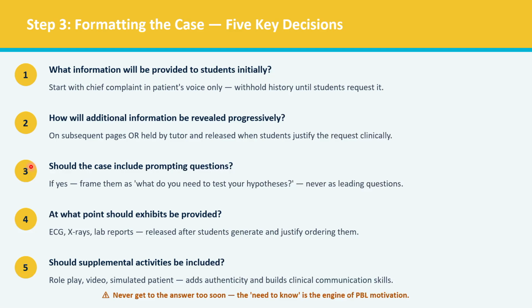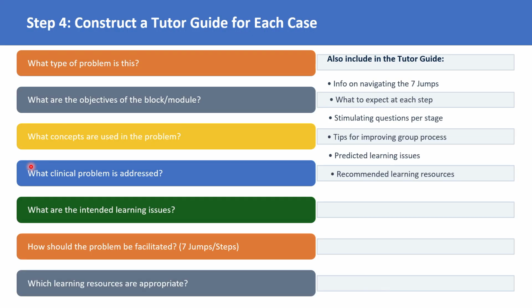So we have now completed the planning, then the constructing, then the formatting. Now let's go to the final stage, which is development of the tutor guide related to problem-based learning. And what should the tutor guide include? In the tutor guide, the tutors need to know what type of problem this is, what the objectives, the concepts, the clinical problems, the intended learning issues are, how the problem should be facilitated, and which learning resources are appropriate. These are very important things that need to be considered in the tutor guide.